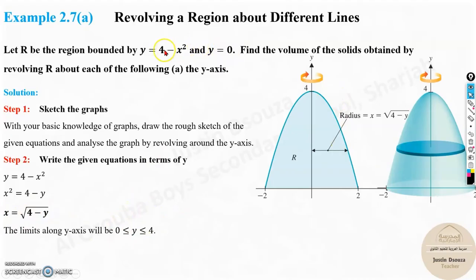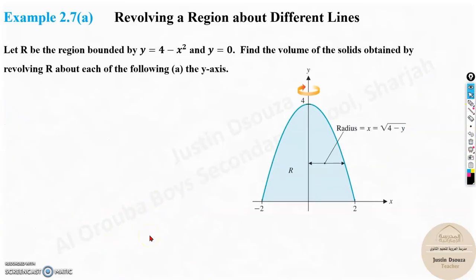Either from the graph, because this is the intercept, or you can substitute this as 0 and solve. Square on both sides: 0 equals 4 minus y, that is y equals 4. So that would be the limit. So it's 0 to 4.